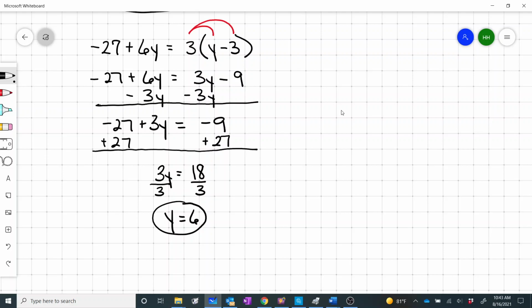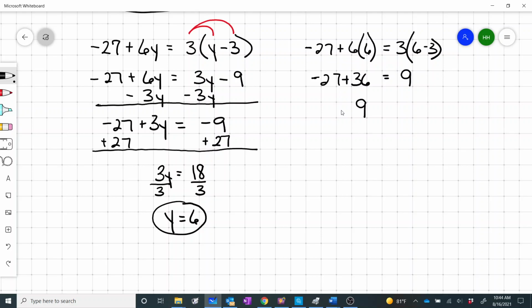So now you can go back to the original equation and substitute it. When you go back to this original equation, if you take negative 27 plus 6 times 6, you see if it equals 3 times 6 minus 3. 6 times 6 is 36, so this is negative 27 plus 36. And 6 minus 3 is 3, times 3 is 9, right? 9. And negative 27 plus 36, well, that's 9. And 9 equals 9, so this checks. This answer is correct.